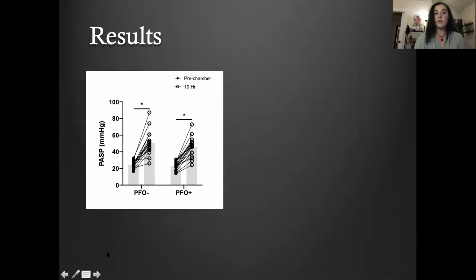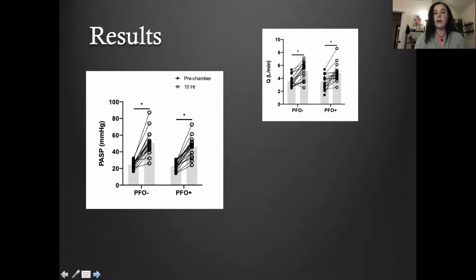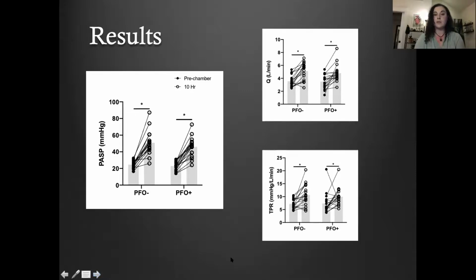Breaking it down then, whether there were any differences between PFO negative and PFO positive subjects, you can see that there's a main effect over time. Both our PFO negative and PFO positive subjects significantly increased their pulmonary pressure over the 10-hour time period, but there were no differences between our PFO groups. Similarly, with our cardiac output data, you see a very similar response, that both groups significantly increase over time, but there's no differences between groups. And once again, same with our total pulmonary resistance, that you see significance over time, but not between PFO negative and PFO positive.